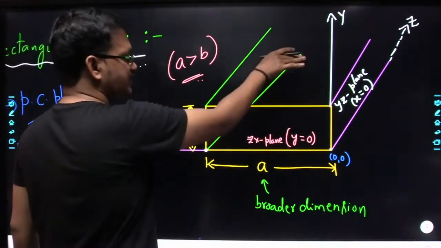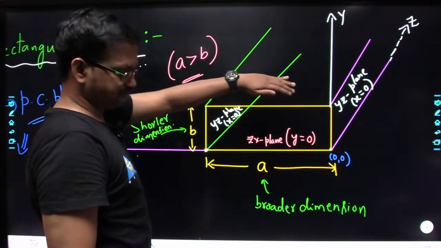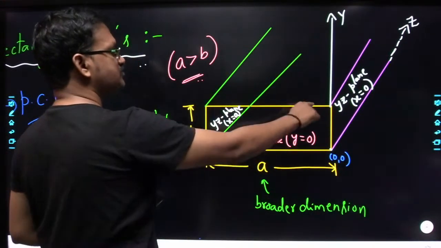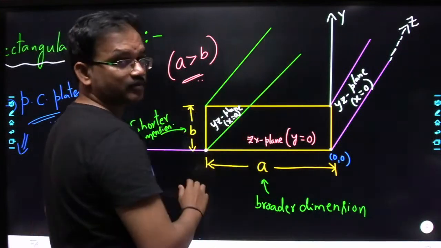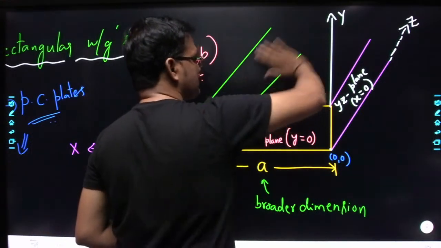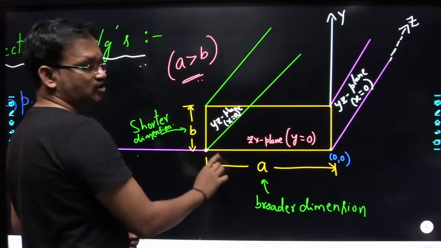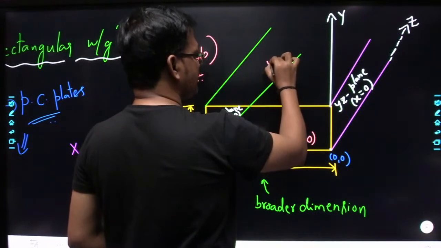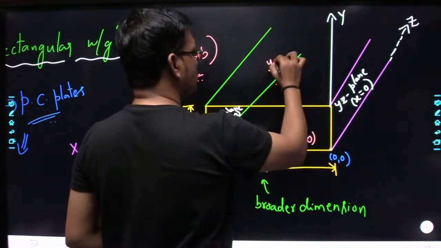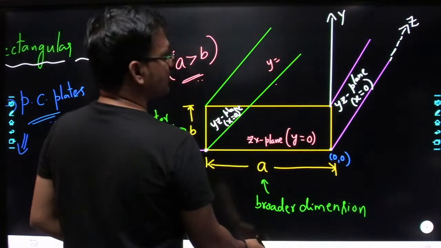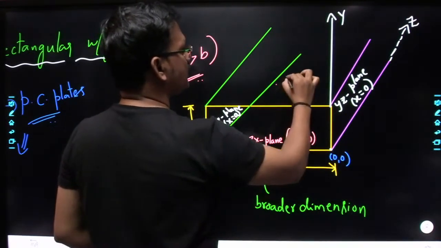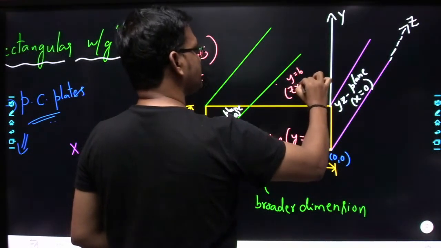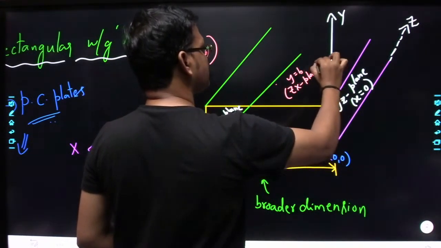Next, similarly at the top, what is the conducting plate that is placed here? At the top, x is variable and z is variable. Understood? So this represents another ZX plane, which is placed at y equal to b. So this top plate is nothing but y equal to b. I'll write it here: y equal to b. This is another ZX plane, right.